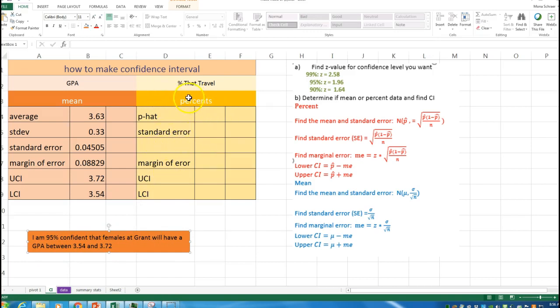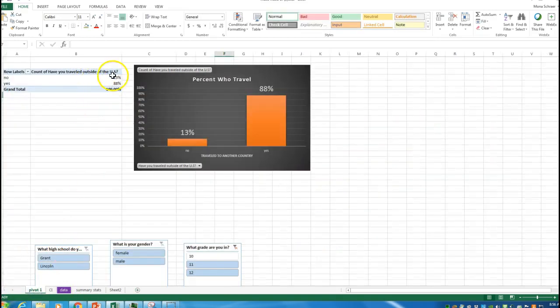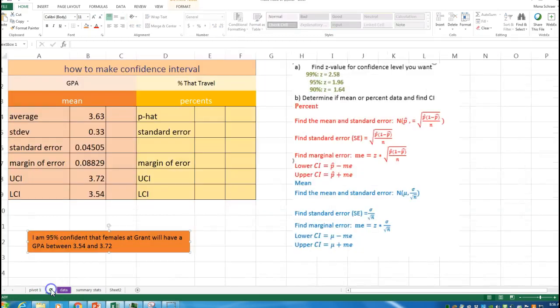For percents, I'm going to look at the percent of people who travel. I first need to find my p hat, and I'm going to be over here at percents. It always starts by finding the mean and standard error. To find my p hat, I go to my pivot table where I crunched some numbers. I have figured out the percent that travel, right here. So I'm going to use that number for my CI, and that percent is 0.88. I have to write 0.88 because when we deal with percents, those are numbers for show, but numbers to do math with actually have to be in decimal form.